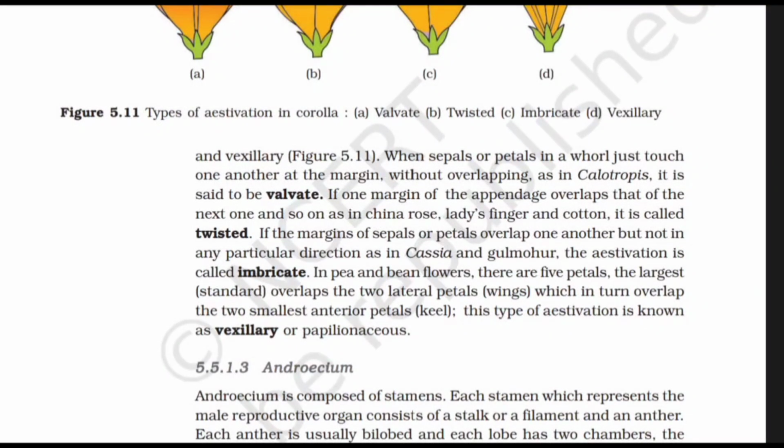If one margin of an appendage overlaps that of the next one and so on, as in china rose, ladyfinger and cotton, it is called twisted. If the margins of sepals or petals overlap one another but not in any particular direction, as in cassia and gulmohar, the aestivation is called imbricate. In pea and bean flowers there are 5 petals. The largest, the standard, overlaps the two lateral petals, the wings, which in turn overlap the two smallest anterior petals, the keel. This type of aestivation is known as vexillary or papilionaceous.